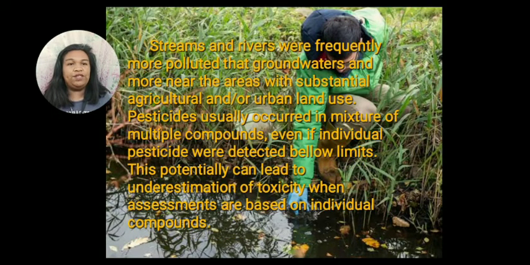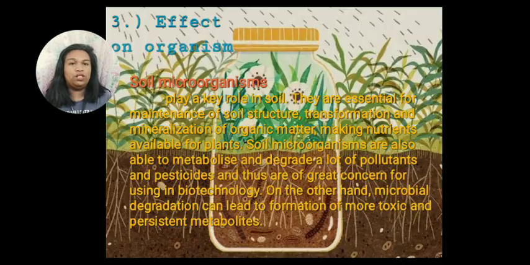Streams and rivers were frequently more polluted than groundwaters, especially near areas with substantial agricultural and urban land use. Pesticides usually occurred in mixtures of multiple compounds, even if individual pesticides were detected below limits. This can potentially lead to underestimation of toxicity when assessments are based on individual compounds.